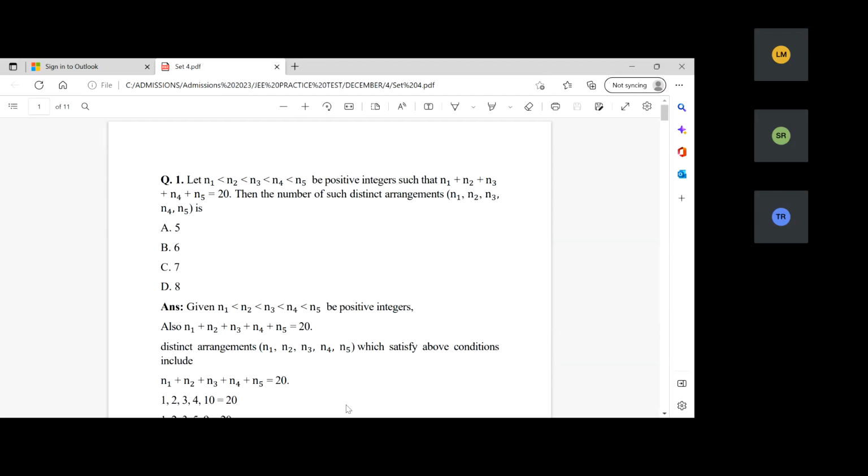We can solve it maybe by finding out which are the combinations of numbers which will have the sum as 20 in such a way that they will satisfy the criteria or the conditions that are given in the question. Or maybe you can use the formula from the chapter permutation and combination and you can solve it. So whichever is comfortable for you, you can use that and solve the question. So I hope everybody has started doing the question.